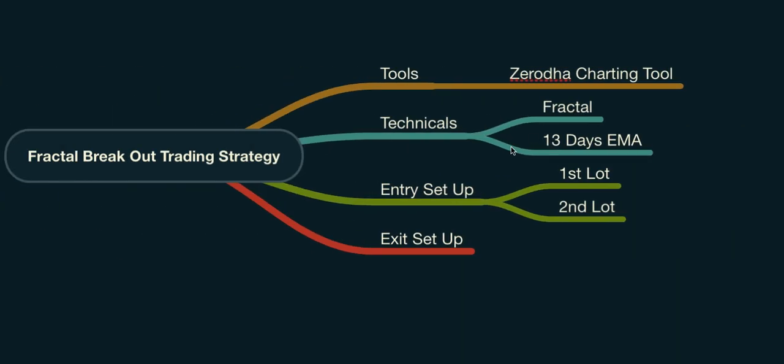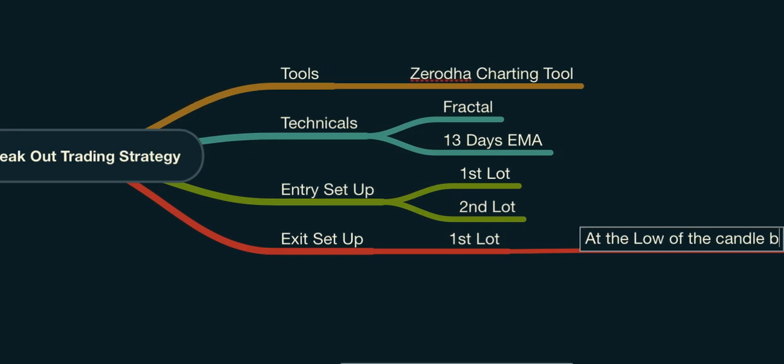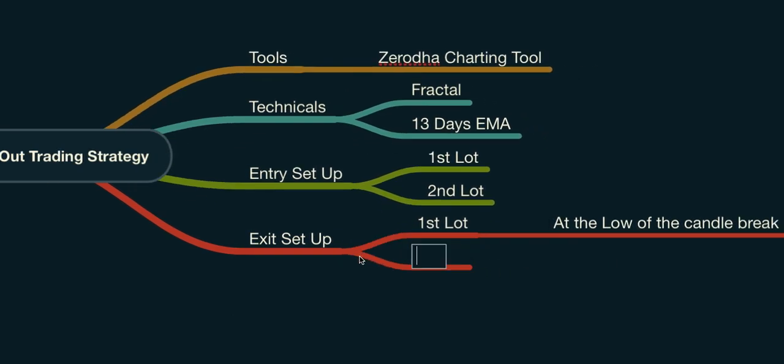So we did discuss the entry setup, first lot, second lot. First lot entry is the same, second lot entry is also the same, but for the exit we will exit the first lot at the low of the candle break. The second lot though, you are exiting at the 13-day EMA moving average.